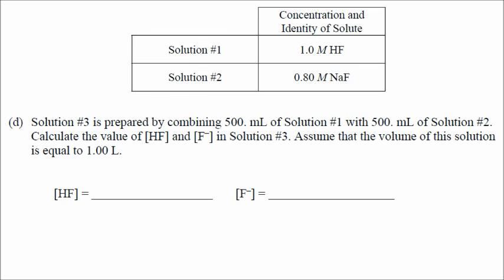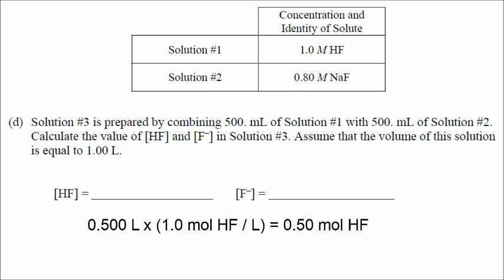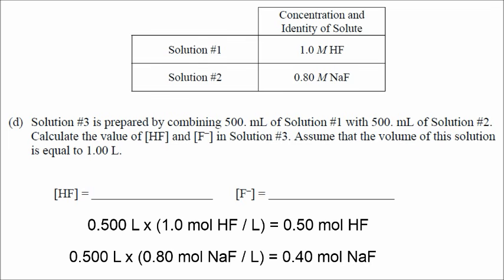Now, when we combine solutions 1 and 2, we're going to turn 500 milliliters plus 500 milliliters into 1 liter of solution. So in 500 milliliters of 1 molar HF, I have half a mole of HF that's now dissolved in 1 liter. So I've got 0.5 molar for my concentration of HF, and I have 0.4 molar for my concentration of sodium fluoride. Notice that the original concentrations were merely cut in half because we doubled the volume. 500 plus 500 is 1,000, so the new concentrations of HF and sodium fluoride are 0.5 and 0.4.